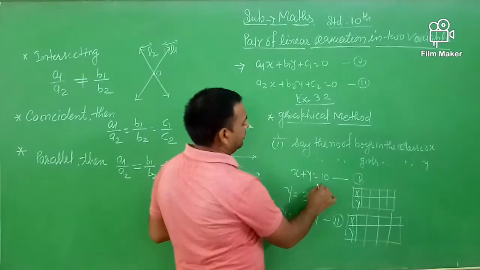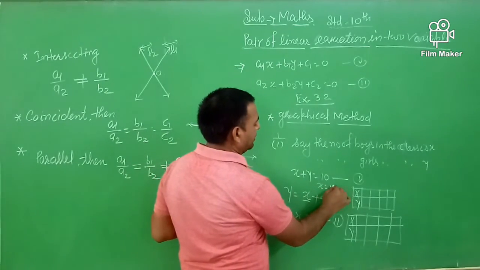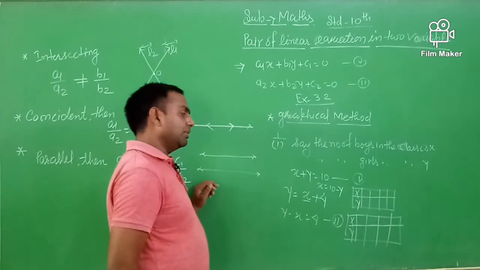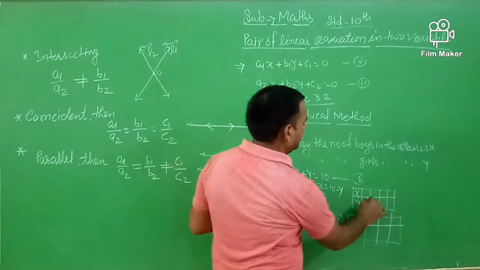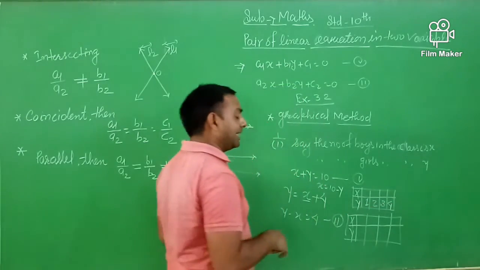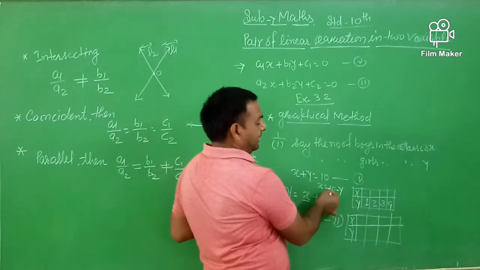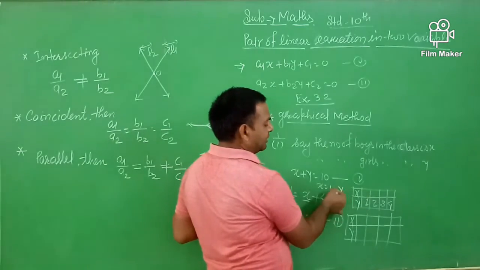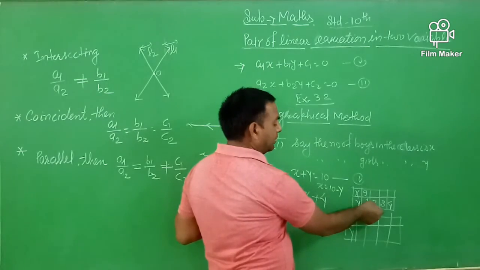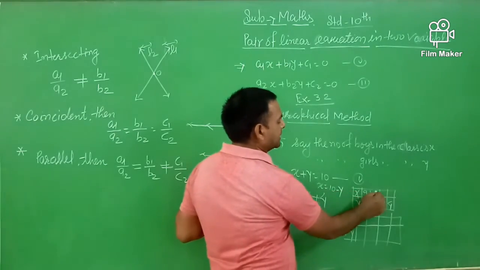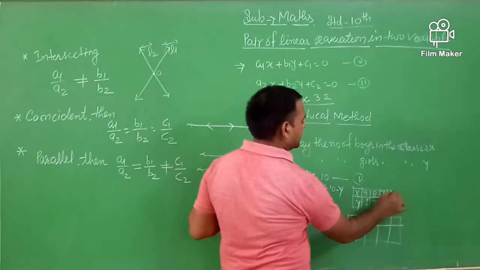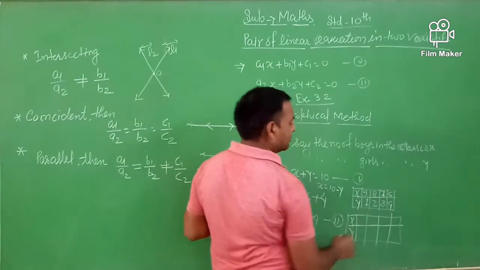Either you can write down that X is equal to 10 minus Y. If I put the value of Y as 1, 2, 3 and 4, then X is equal to 10 minus 1, which is 9, and if Y is equal to 2, it means 10 minus 2, it is equal to 8, 10 minus 3 is equal to 7, and 10 minus 4 is equal to 6.